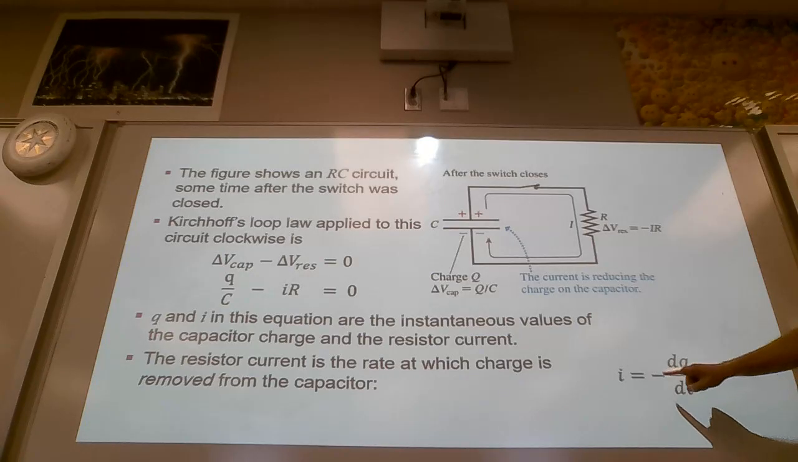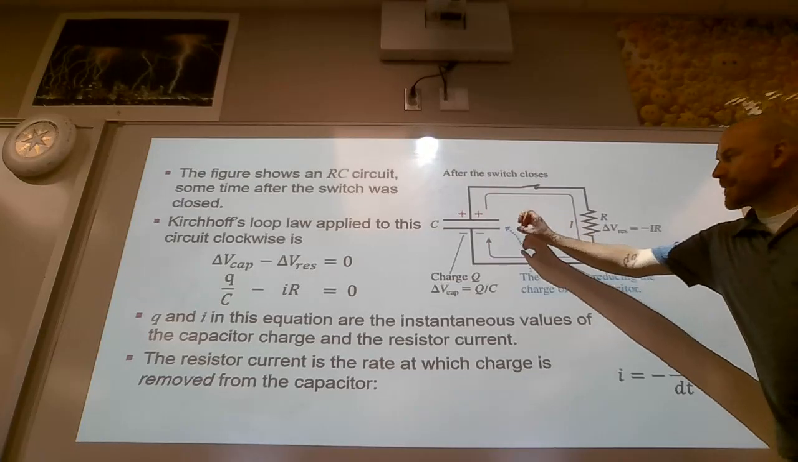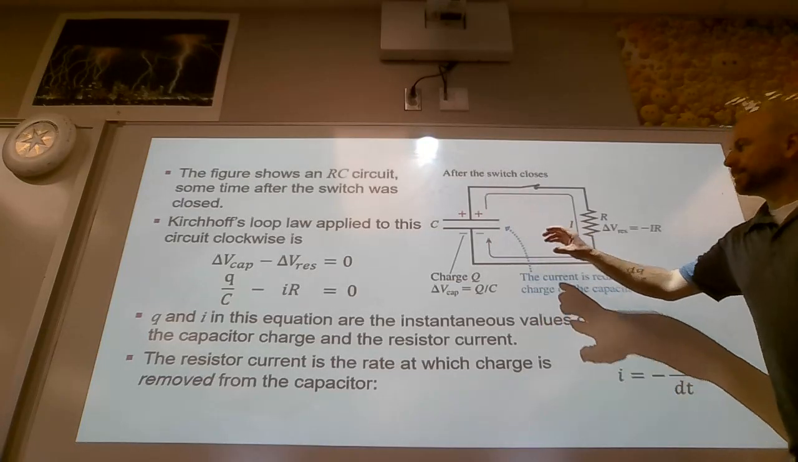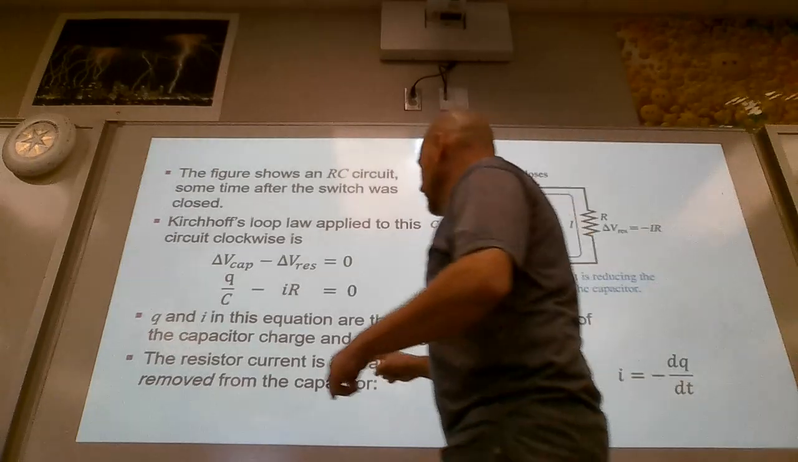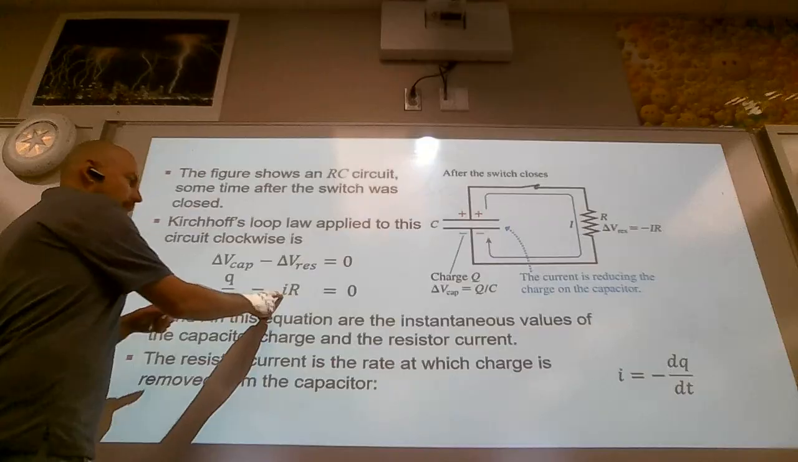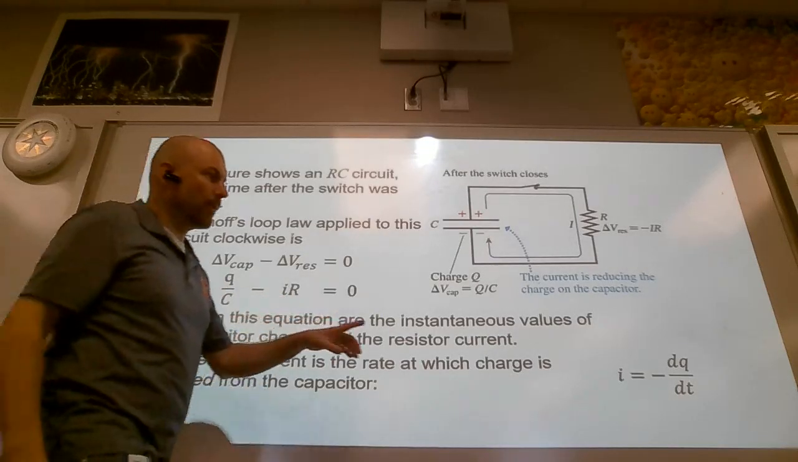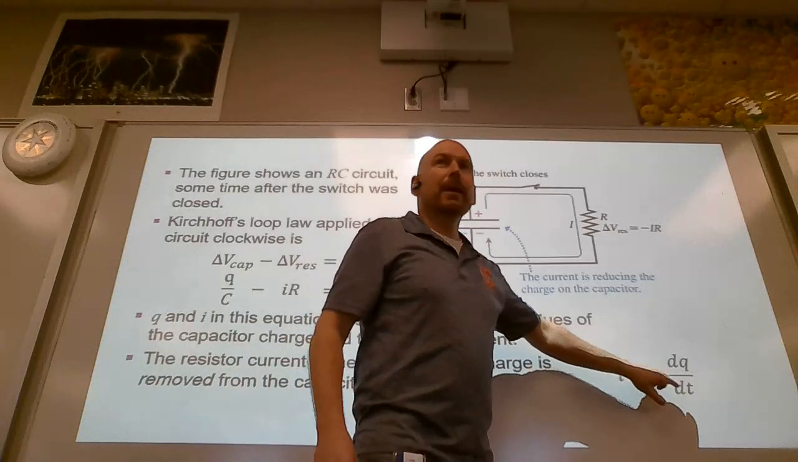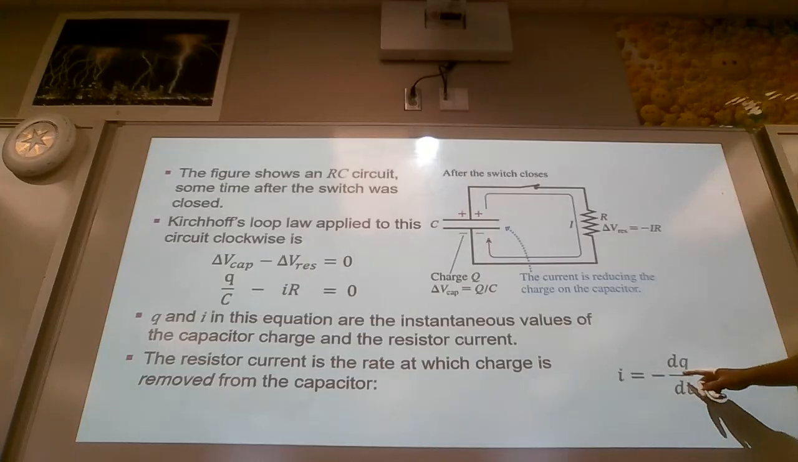Okay, we have this negative here because we're going to make a relationship between the current through the resistor and the charge on the capacitor. And so we're going to represent the current as the rate of change at which the charge is leaving the capacitor. So that's why that negative is there.